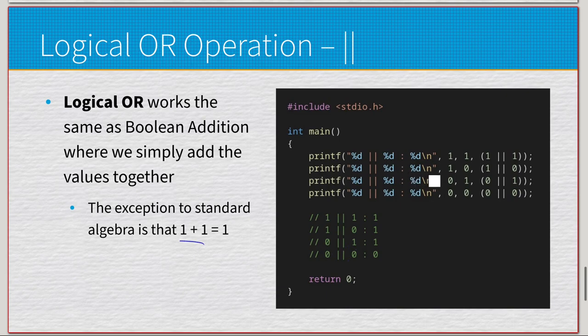So if we do a table, I'm gonna do the table somewhere here. 1 1, 1 0, 0 1, 0 0. 1 plus 1, that's 1, 1 plus 0 is 1, 0 plus 1 is 1, and 0 plus 0 is 0. Again, this top one up here is not 2, so 1 plus 1 is gonna be 1 in this case. So it's the only kind of oddball here. And then again, you see the same thing with the double pipes over here. 1 OR with 1 gives us 1, 1 OR with 0 gives us 1, 0 OR with 1 is 1, and 0 OR with 0 is 0. So overall, not too bad.